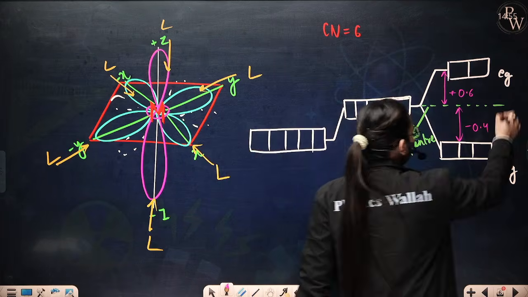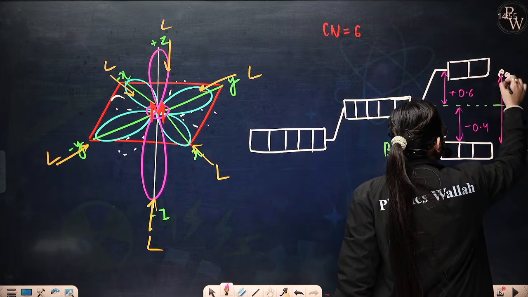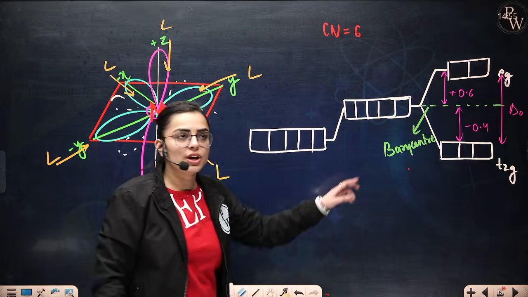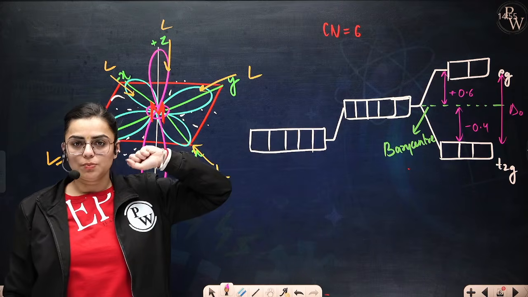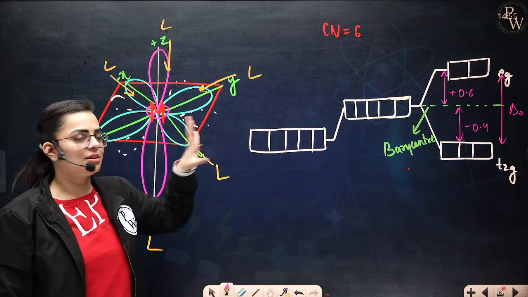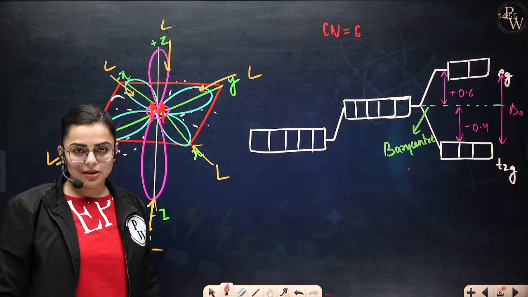And overall, this is referred to as delta naught. O here refers to octahedral complexes. We are talking with regard to octahedral complexes, so octahedral is written over here. Is it clear to you people?